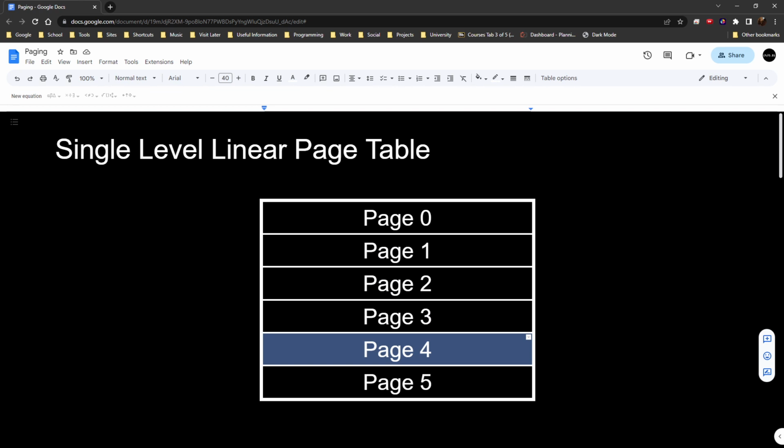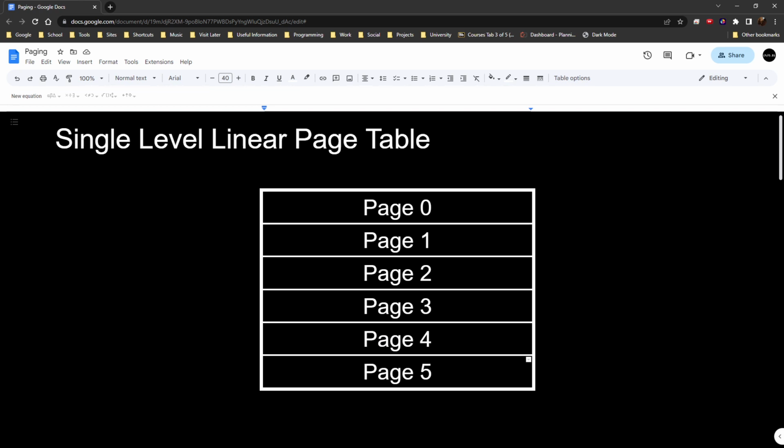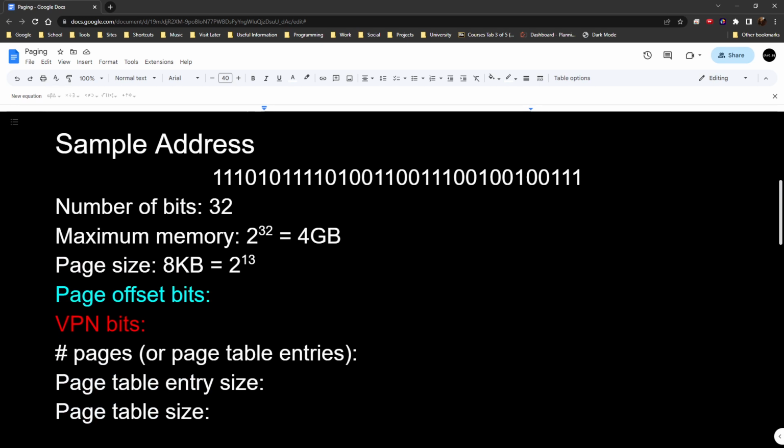I'm not going to get into the details of how you can size the pages to achieve efficiency or anything like that. I'm just going to go over how you can take a memory address like this and get information from it. So let's say you have a sample memory address that looks something like this. It's 32 bits long, which means that we're dealing with 4 gigabytes of memory maximum. We're dealing with a 4 gigabyte system, and the size of our pages is 8 kilobytes.